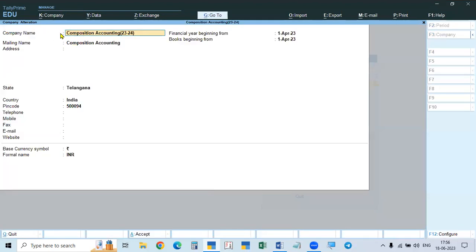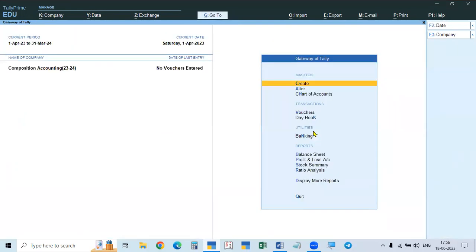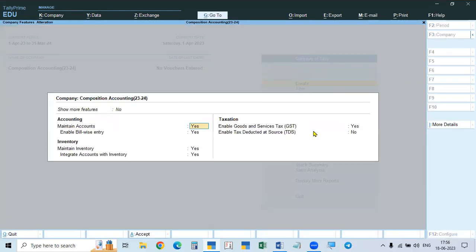So now we have already opened the company, and now we are altering it. That's why it's called company alteration; it is actually called company creation. Name of the company, state, complete all the details. Immediately after creating a new company, this window will come, that is, the F11 features, the company features alteration screen, will come after creating it. The company is successfully created and this will be shown.